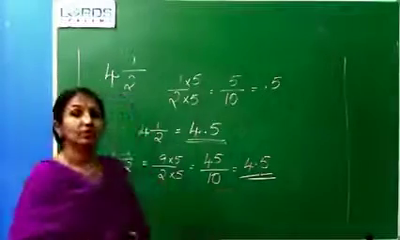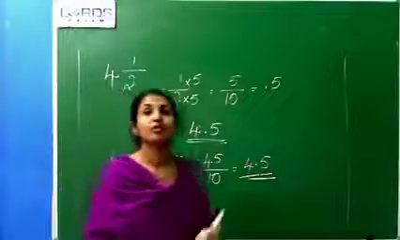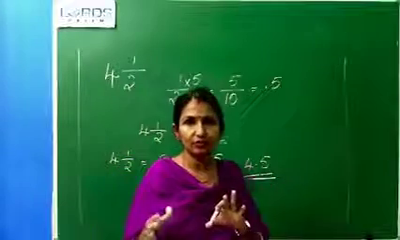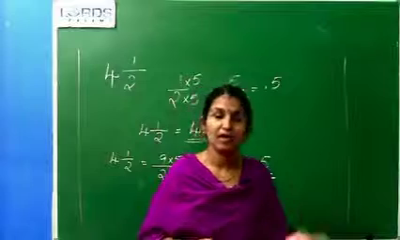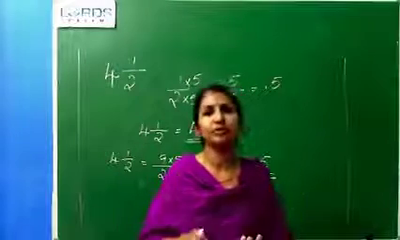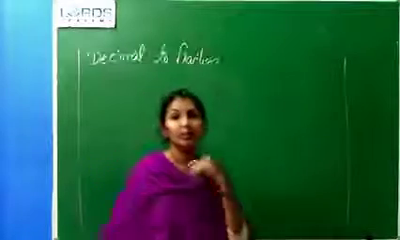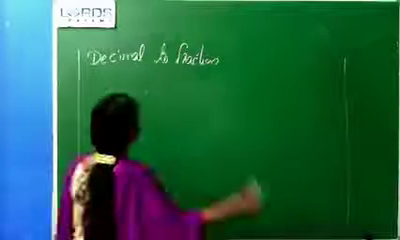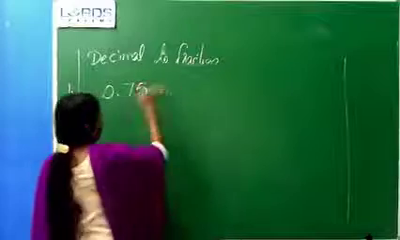Now, the next one is how we can convert a decimal into fraction. Whenever it is asked to find out the fraction form, it should be in the lowest terms. If it is asked or not asked, you should do it as simplest form or lowest terms. Decimal to fraction. How we can do that? Let's check. First one is 0.75.